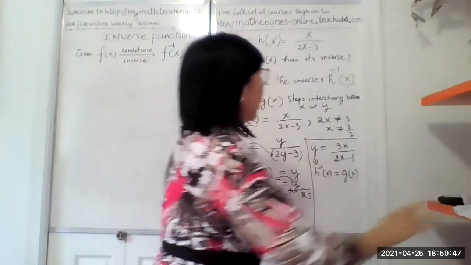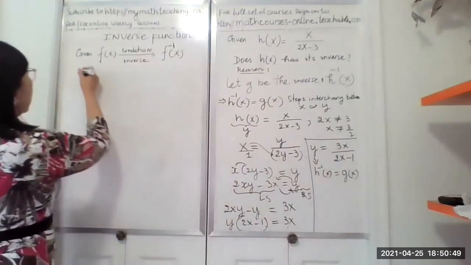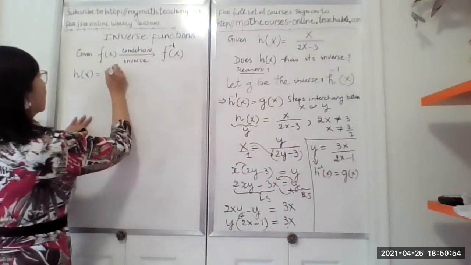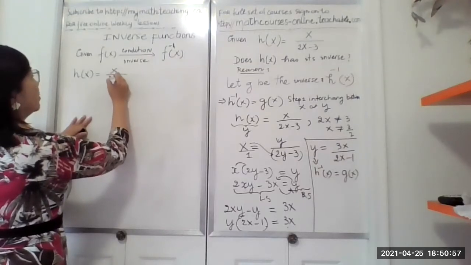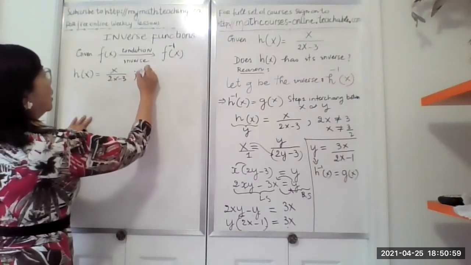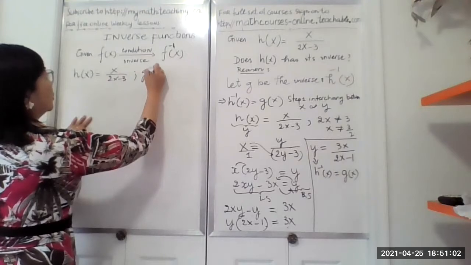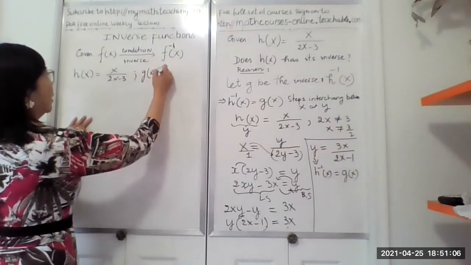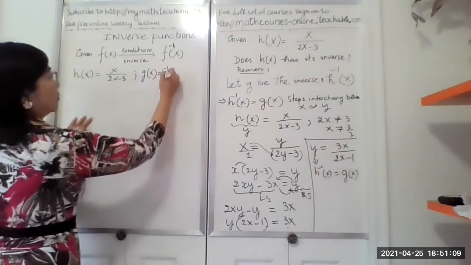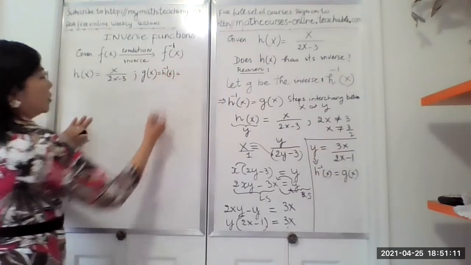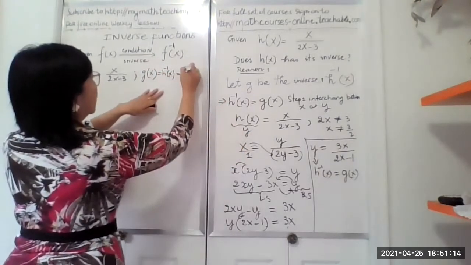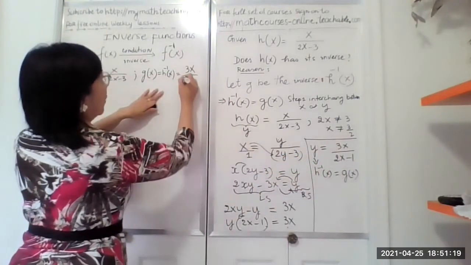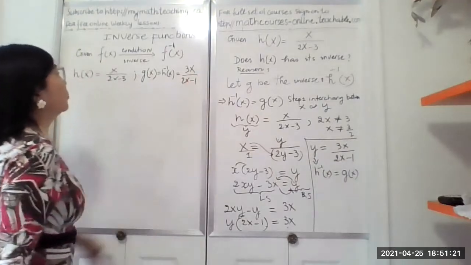So now we have the function. Let's write down here h of x equals x divided by 2x minus 3. And we have a new inverse function, which is g of x. And don't forget g of x is the same as h minus 1, the inverse function, right? And this equals 3x divided by 2x minus 1, which is the answer we found here.